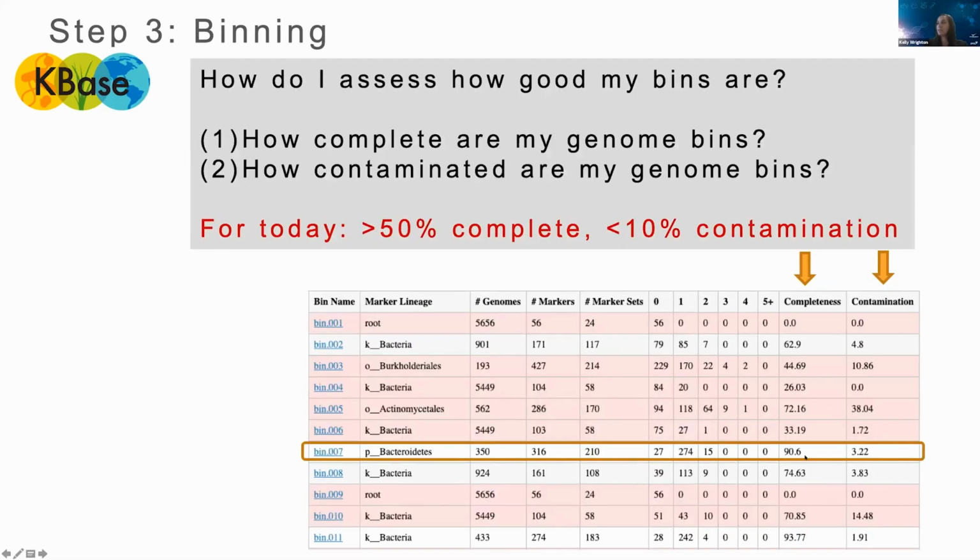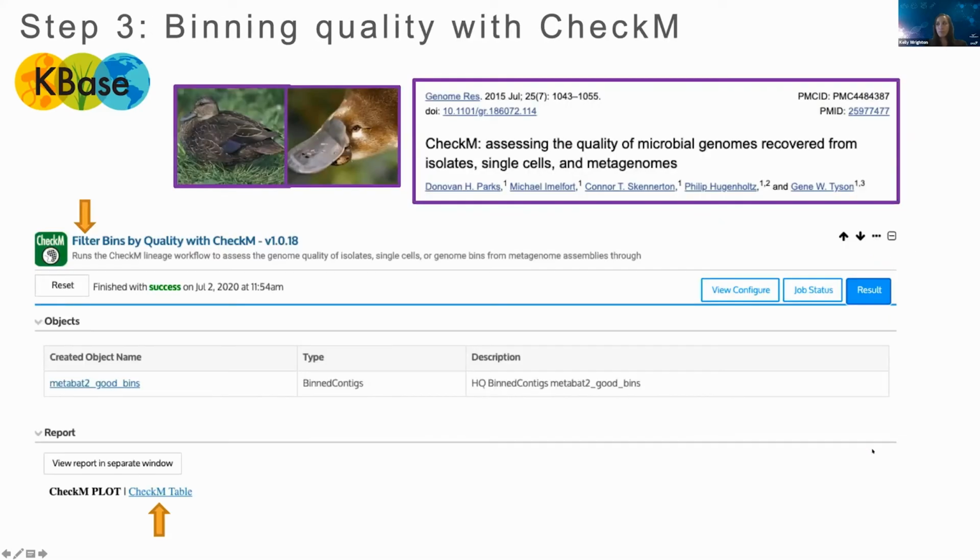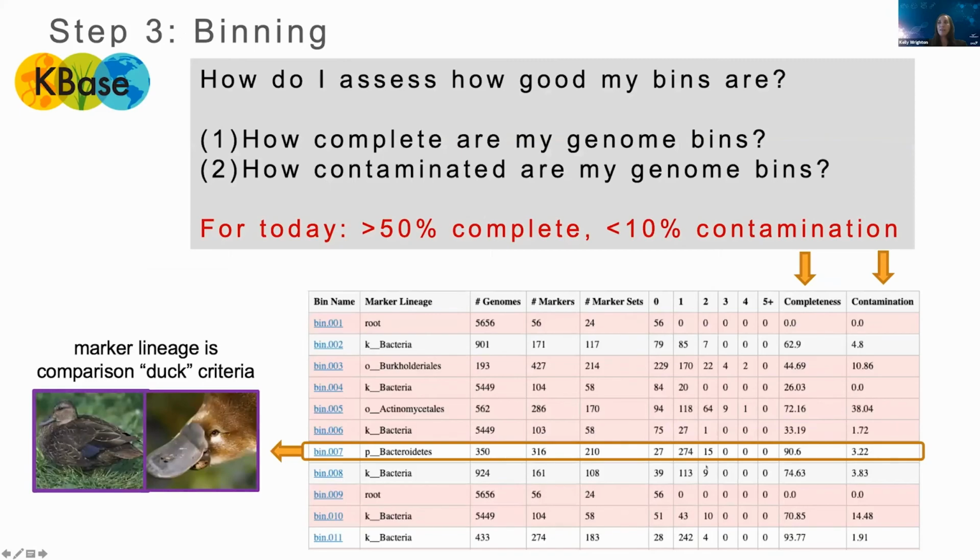And then you're going to look and say, hey, this bin is 90% complete. That's pretty great. And it's 3% contamination. You can then use this comparison to duck criteria or known marker sets and say, what is the distribution of my known genes that are duck genes to this? And so you have 0, you're missing 27 of the known genes. You have 274 of the attributes. And for some of the known attributes, you actually have doubles.